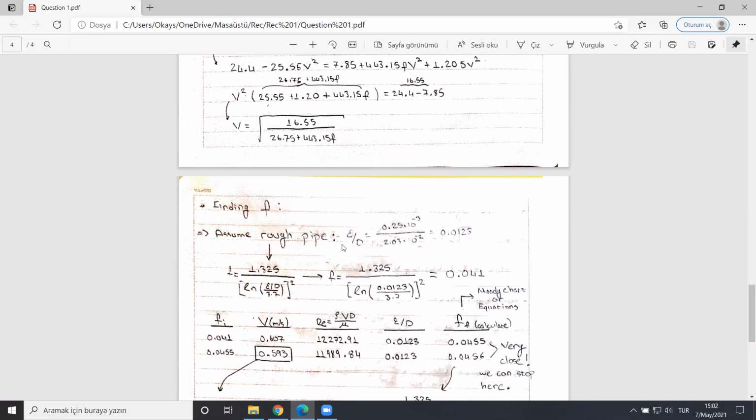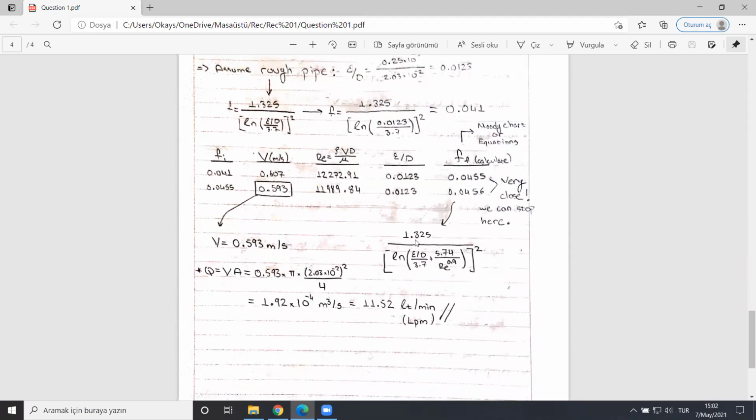I don't want to keep going up. I showed it in the first place. These are all given: density, viscosity, and diameter. We just needed the velocity and we calculated it here. When you put it into the equation, you can find your Reynolds number, which is 12,273.91.